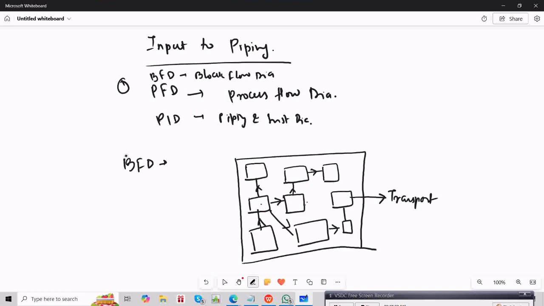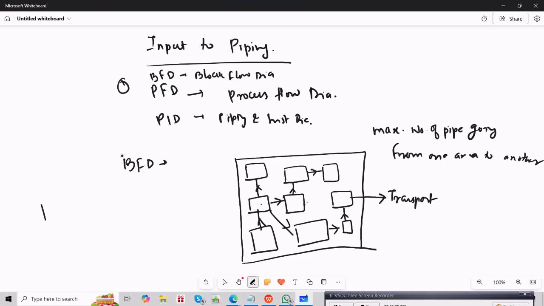Understood, sir? Yes, sir. This block flow diagram is on the basis of the maximum number of pipes going from one area to another area. Understand? Accordingly, they will locate the units next to each other.